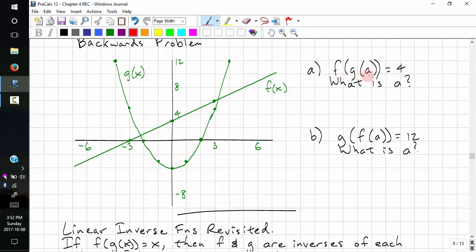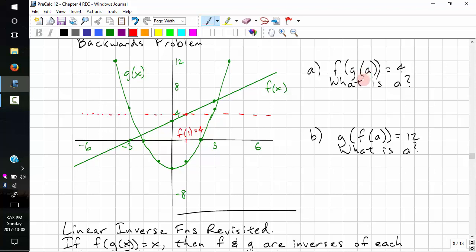We have f of g of A equals 4. Okay, so we're looking at this. We know f equals 4, so f equals 4 here, and the value to get that is 1. So f of 1 equals 4.